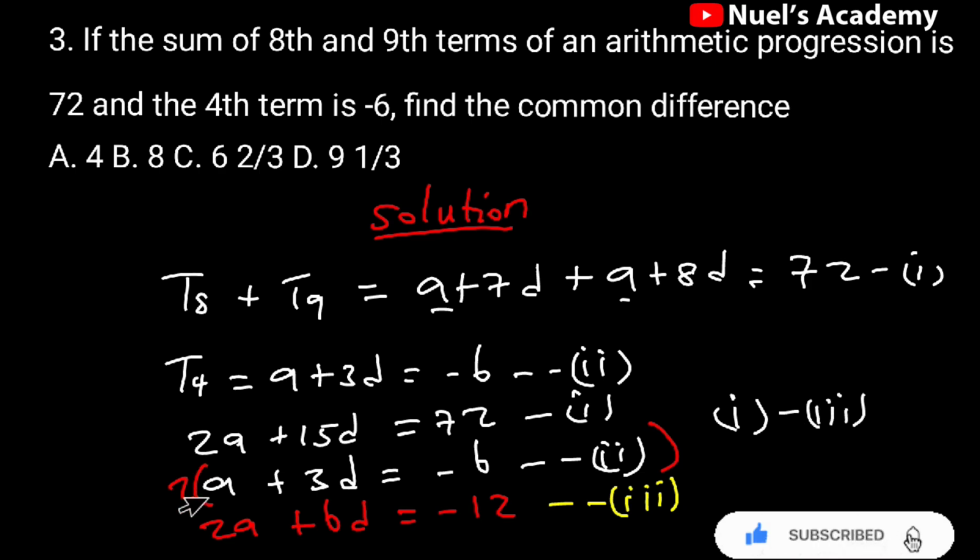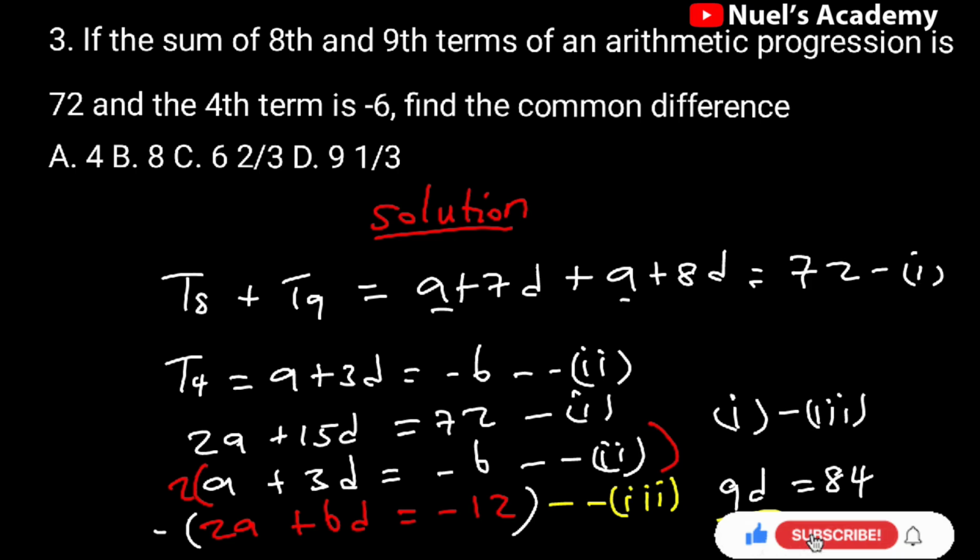Now we have 2a minus 2a is equal to 0. 15d minus 6d is equal to 9d, and this is equal to 72. Minus times minus 12 is plus 12, so 72 plus 12 is equal to 84.